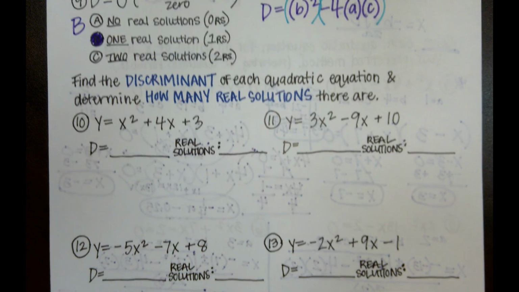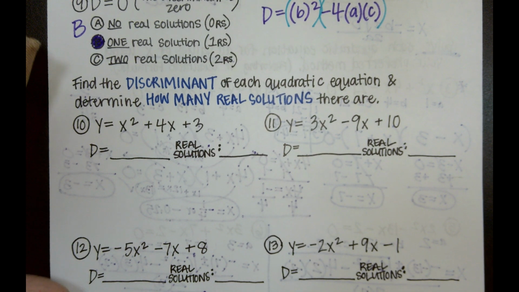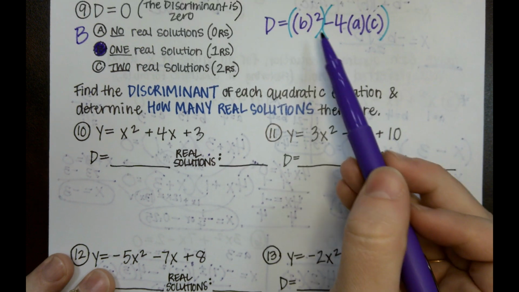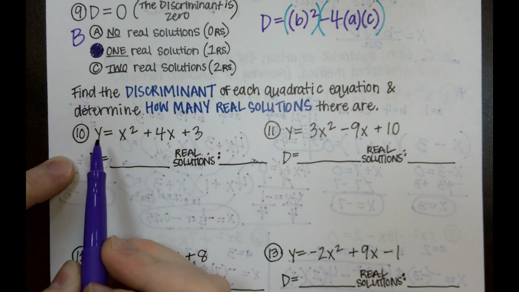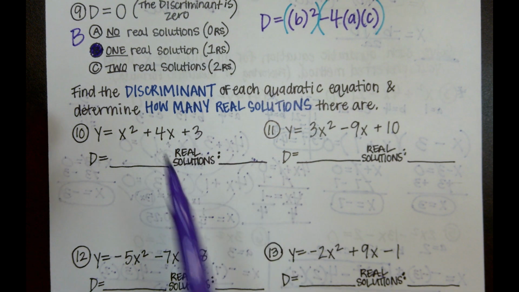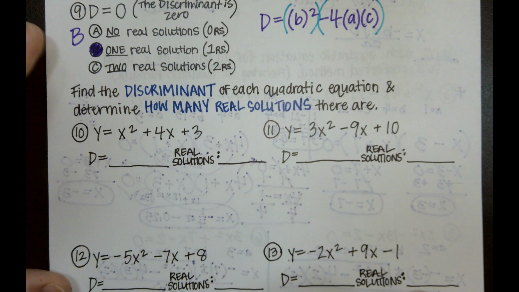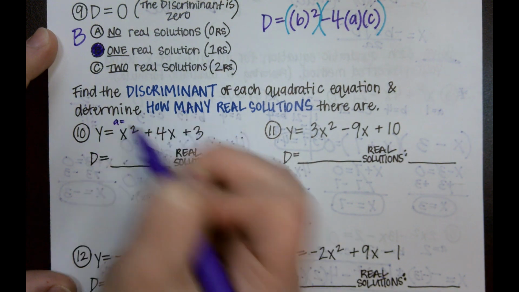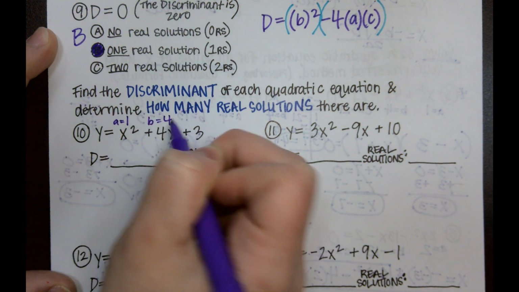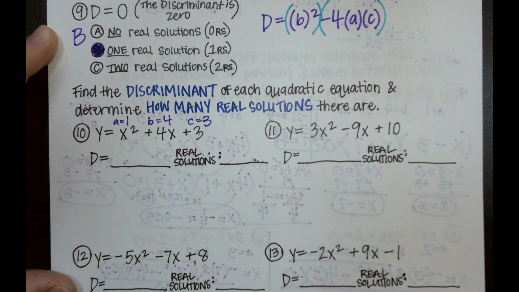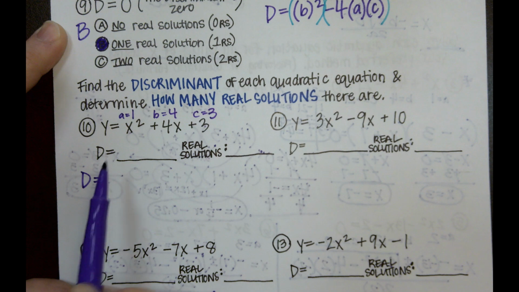So when we find the discriminant, it's super similar steps as using the quadratic formula, but instead of using the whole thing, we're just using this part, b squared minus 4ac. Hang on, Ella. So let's go through and start each problem with number 10 here. What do I identify first? A, B, and C. Good. What's my A? 1. B? 4. C? 3. Perfect.